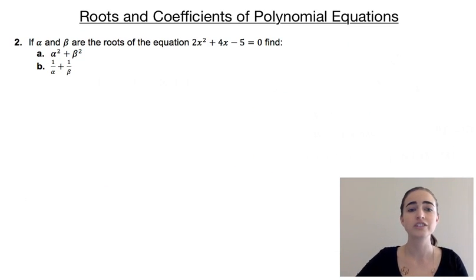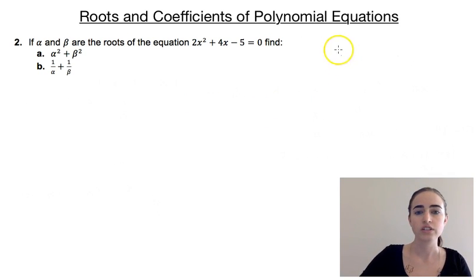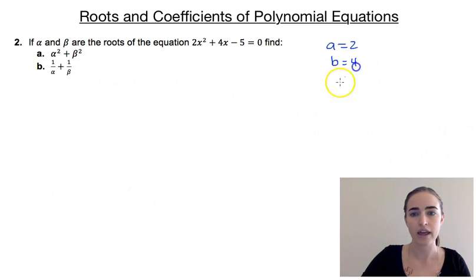Our second question says if alpha and beta are the roots of the equation 2x squared plus 4x minus 5 equals 0, we want to find alpha squared plus beta squared and 1 over alpha plus 1 over beta. So just to start off, we know that our a is 2, our b is 4, and our c is minus 5.